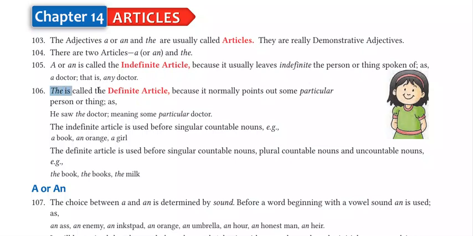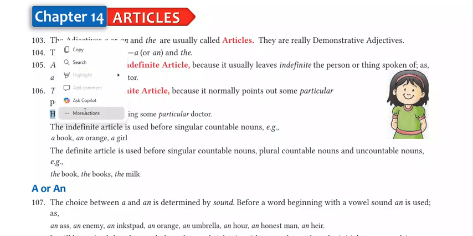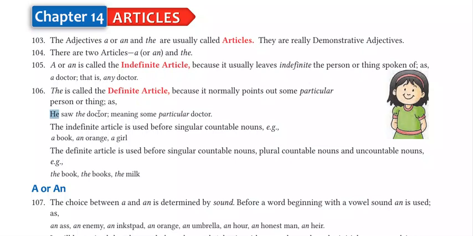And the is called the definite article. Now, indefinite and definite articles: the is called the definite article. Why? Because it normally points out some particular person or thing. If you are using the definite article, it means you're referring to a particular thing, or sometimes we say that the definite article is understood or already mentioned. How? He saw the doctor. Now here, if someone is saying that he saw the doctor, it means that the doctor is already known. He is the specific doctor.